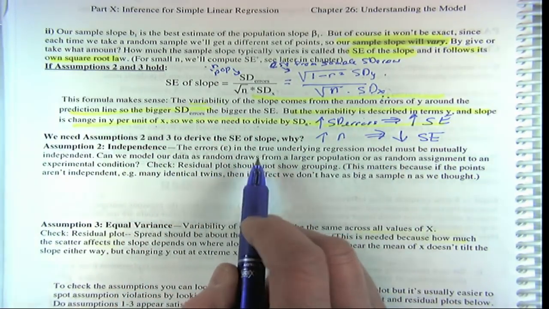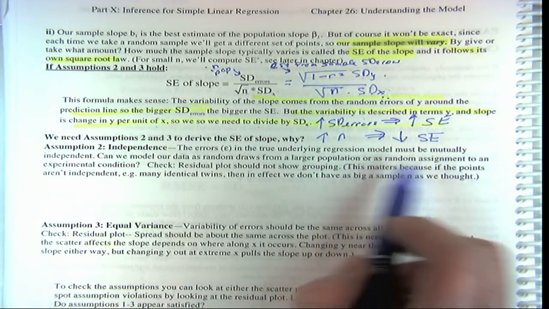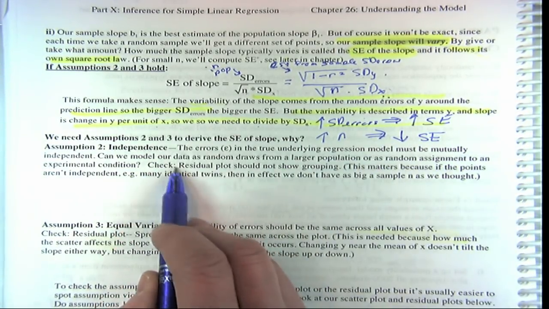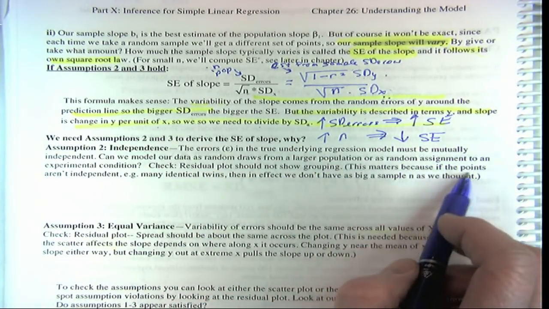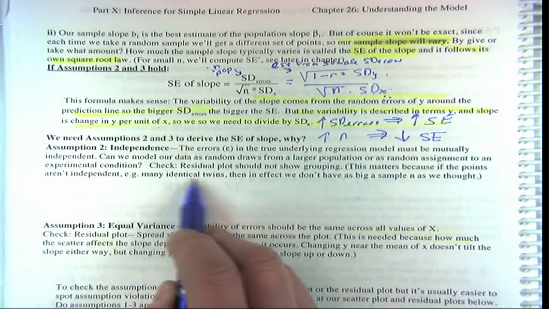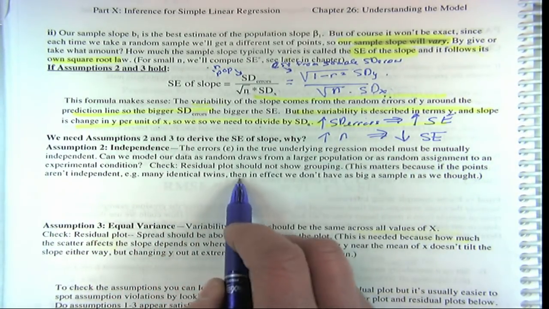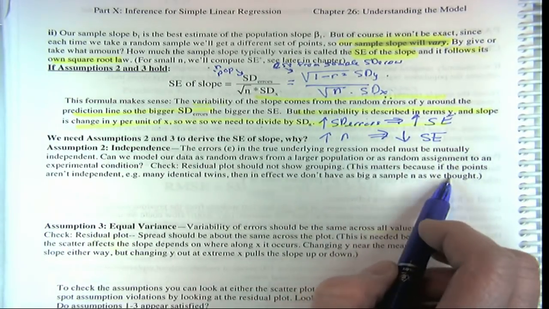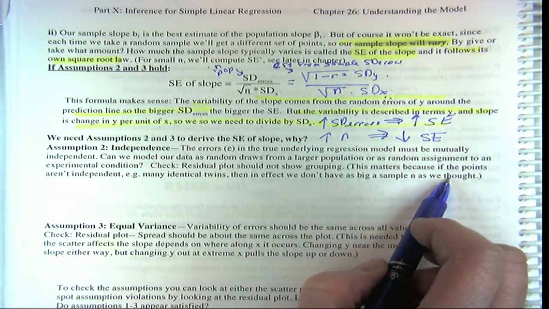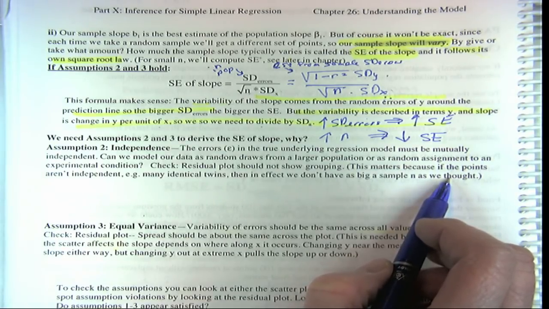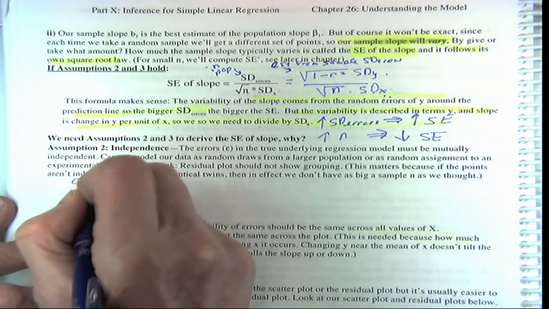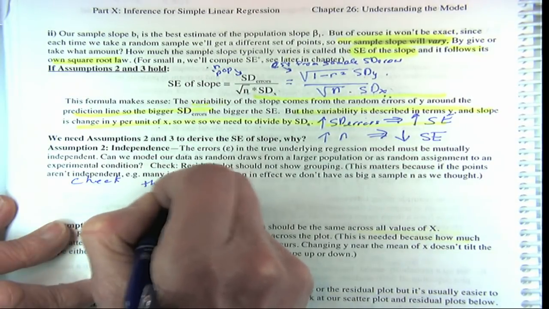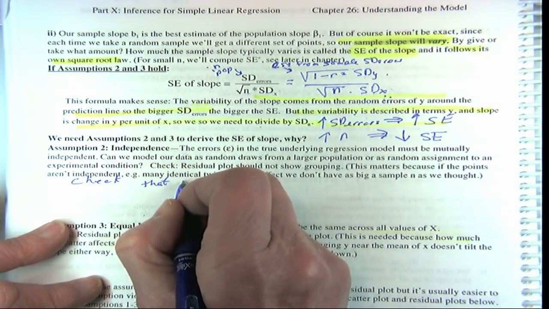So can we model the data as random draws from a larger population or as a random assignment to experimental conditions? So what do we do? We check the residual plot, and it should show no grouping. And this matters because if the points aren't independent, one example would be identical twins or triplets. Then in effect, we don't have as big a sample of n as we thought, because they're likely to have the same scores. You know, or clones or groups, or for some reason they're correlated errors. Okay, so you want to check that the scatter plot, and this is really important, shows no grouping.